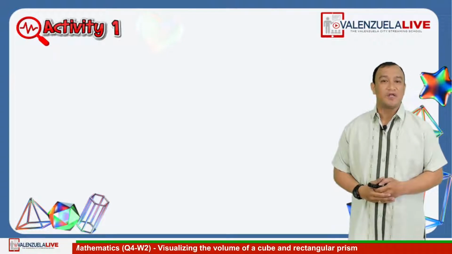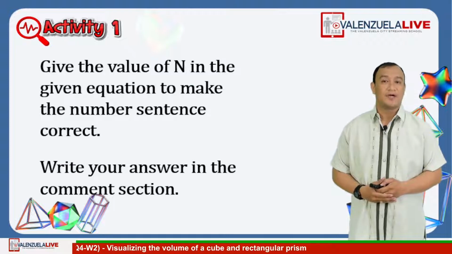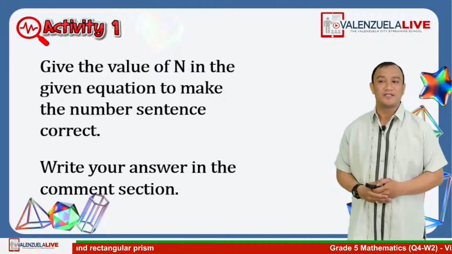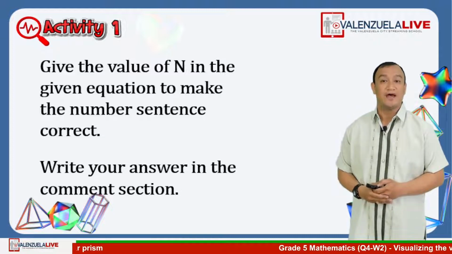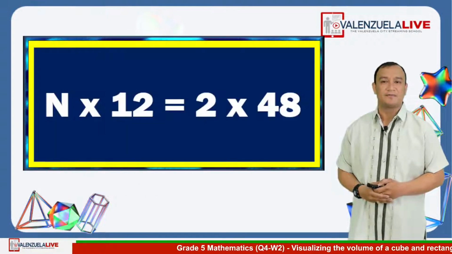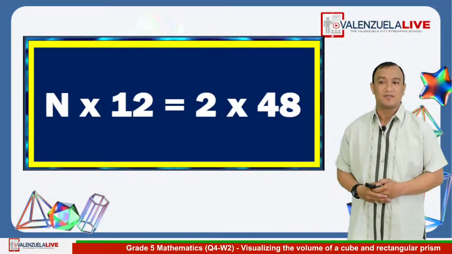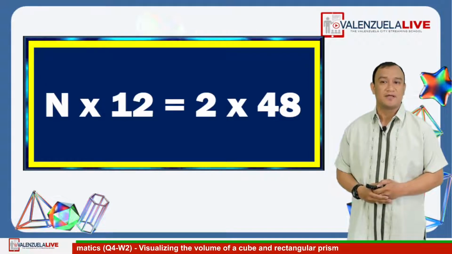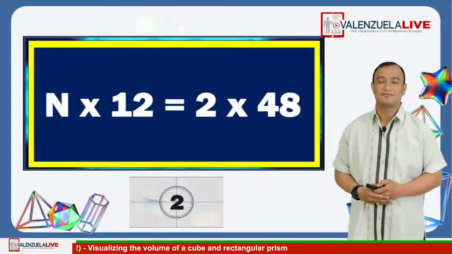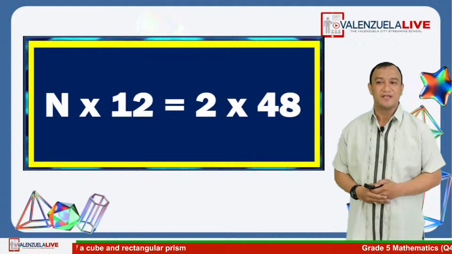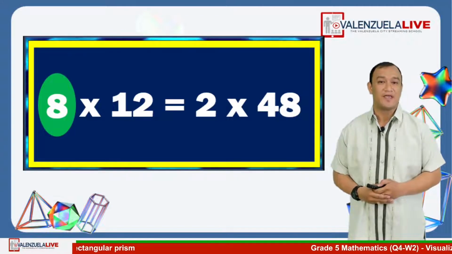Now, let's begin with our activity 1. For our direction, give the value of n in the given equation to make the number sentence correct. Write your answer in the comment section. You only have 5 seconds to answer each question. Let's have the first given. N times 12 is equal to 2 times 48. Time starts now. Okay, time's up. The answer is 8.